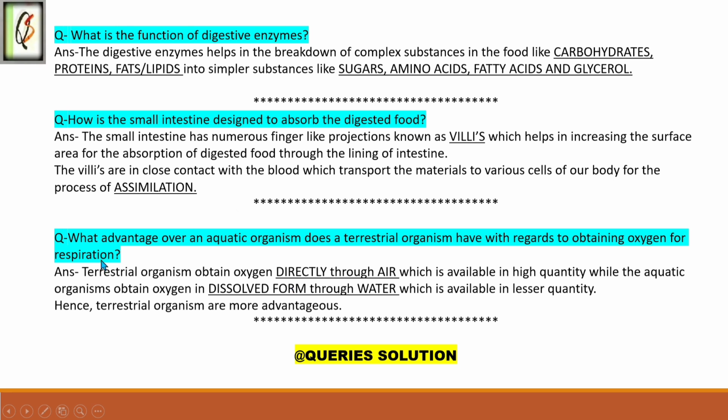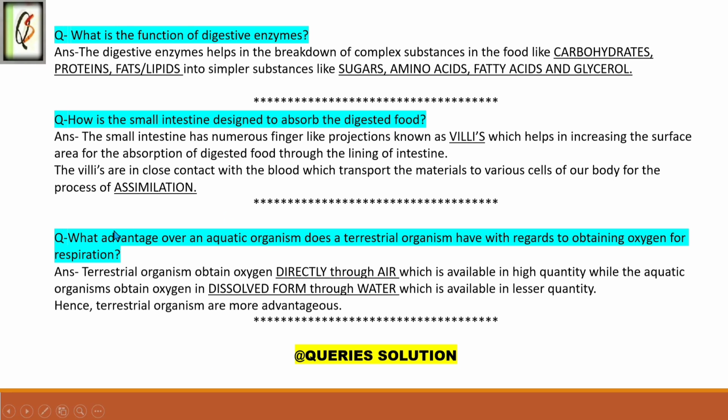So, the question is, what advantage over an aquatic organism does a terrestrial organism have? So, be clear. What does the question say? What advantage over an aquatic organism does a terrestrial organism have with regards to obtaining oxygen for respiration? So, what advantage is a terrestrial organism getting in getting oxygen mainly as compared to the aquatic organism?